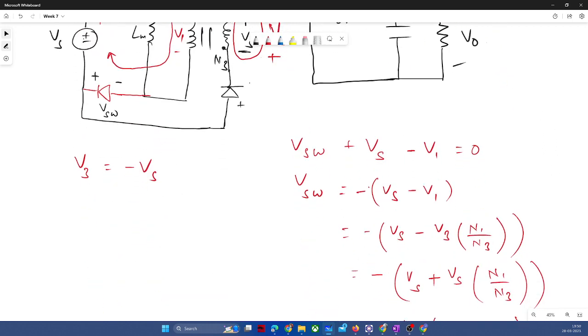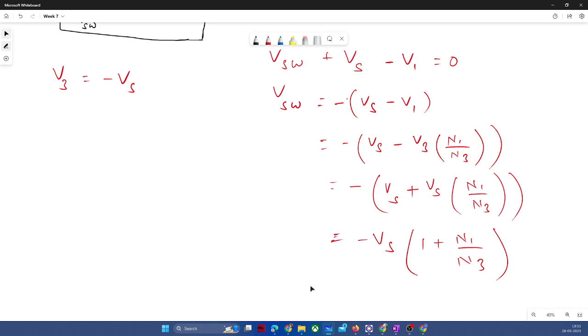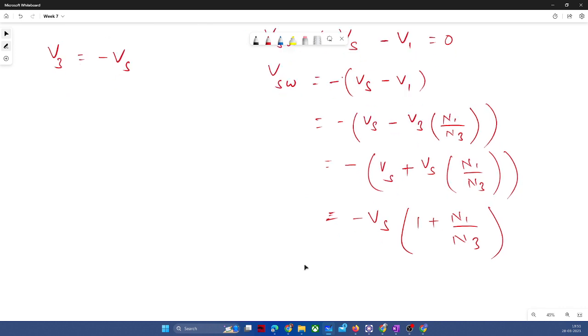So basically what we do, we keep N3 by N1 not to overload any device. As you increase the number of turns in the tertiary winding, your switch rating will be decreased and your diode rating will be increased. So you have to do a trade-off there so that you get the proper rating whatever you need. So this is a minor difference between the switch rating and diode rating. Okay.